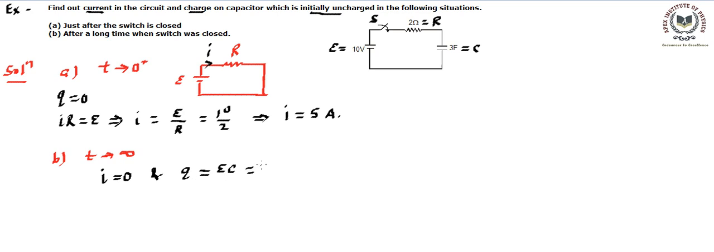E is given as 10 volt, C is given as 3 farad. So the answer is Q, the maximum charge, is going to be 30 coulomb. So the final answer will be 30 coulomb as charge, and 0 current. And in the first case we found charge to be 0 and current to be 5 ampere. So we can use the results that we have talked about, and we can answer this kind of question.